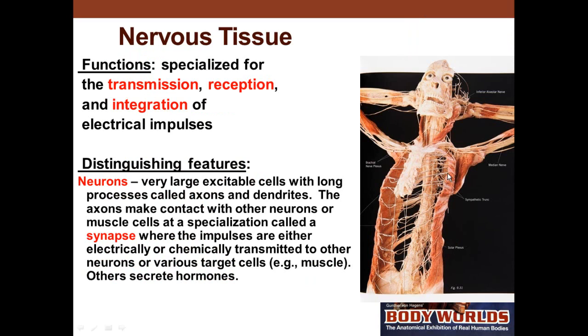And here you can see the vast network of nervous tissue throughout the body, the spinal cord and brain, as well as the peripheral nerves. Neurons are very large excitable cells with long processes of axons and dendrites. The axons make contact with other neurons or muscle cells at specialized locations called a synapse, where impulses of electrical or chemical transmission pass from one neuron to another neuron or to a target cell. Other neurons secrete hormones.